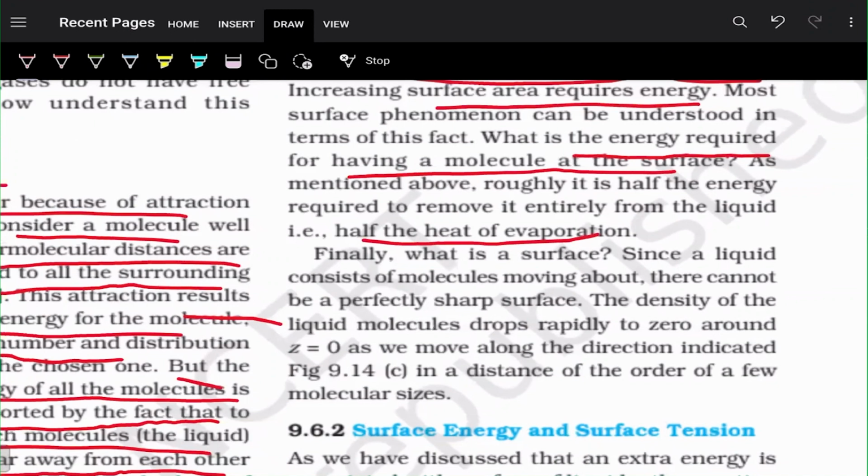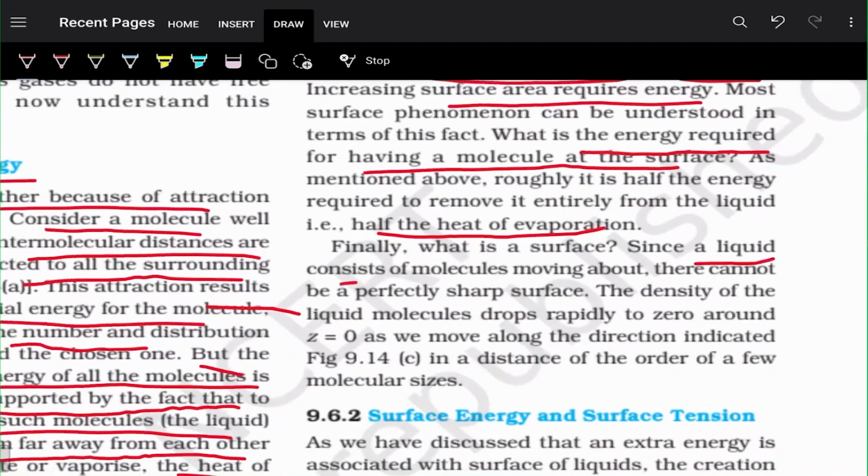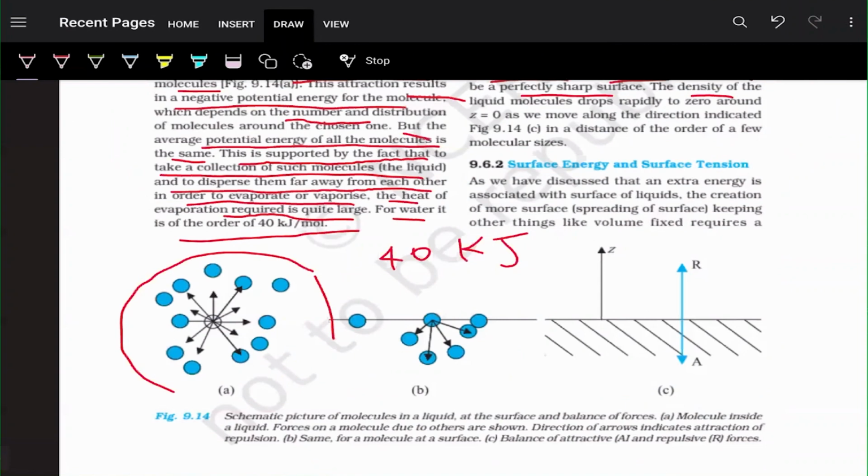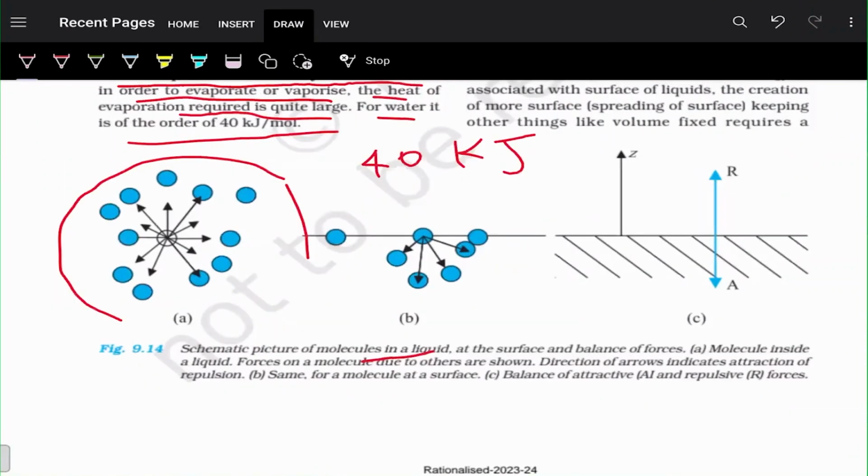Since a liquid consists of molecules moving about, there cannot be a perfectly sharp surface. Correct. The density of the liquid molecules drops rapidly to zero around z equal to 0 as we move along the direction indicated. See, simple, right? Look, schematic pictures of molecules in a liquid at the surface and balance of forces.